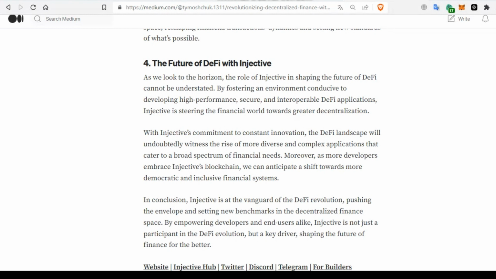In conclusion, Injective is at the vanguard of the DeFi revolution, pushing the envelope and setting new benchmarks in the decentralized financial space. By empowering developers and end users alike, Injective is not just a participant in the DeFi evolution, but a key driver, shaping the future of finance for the better.